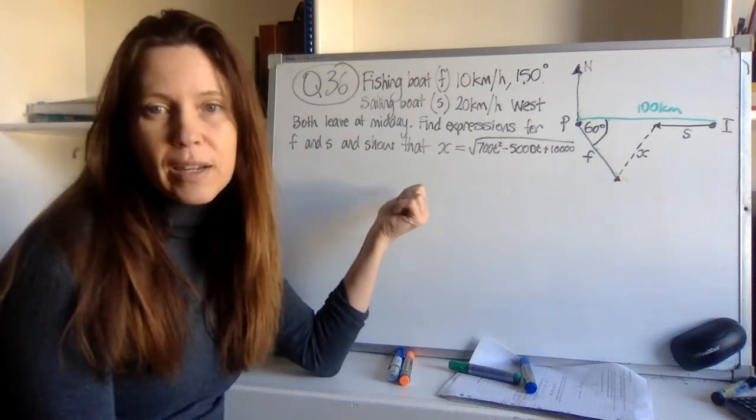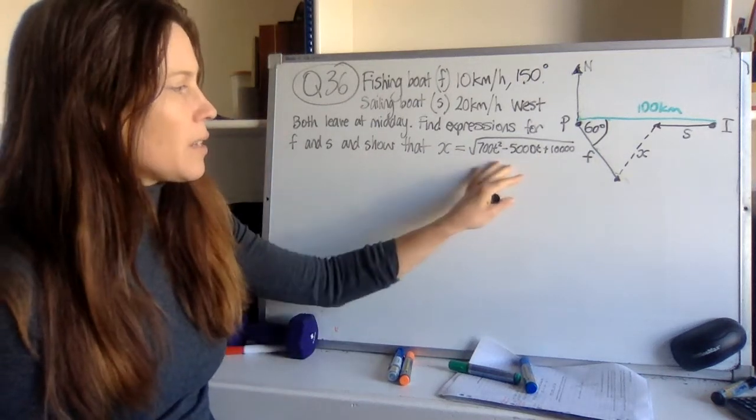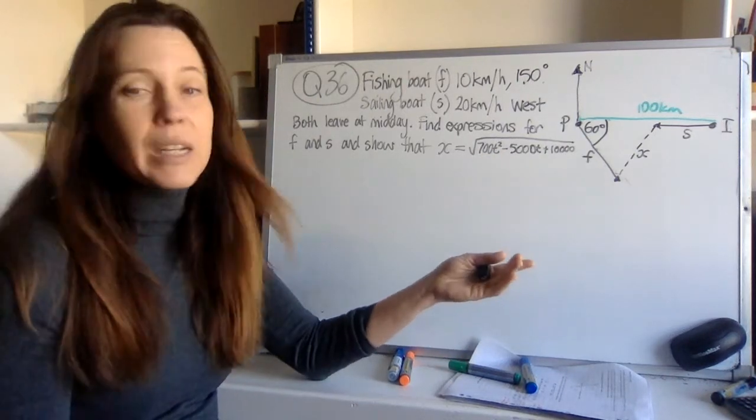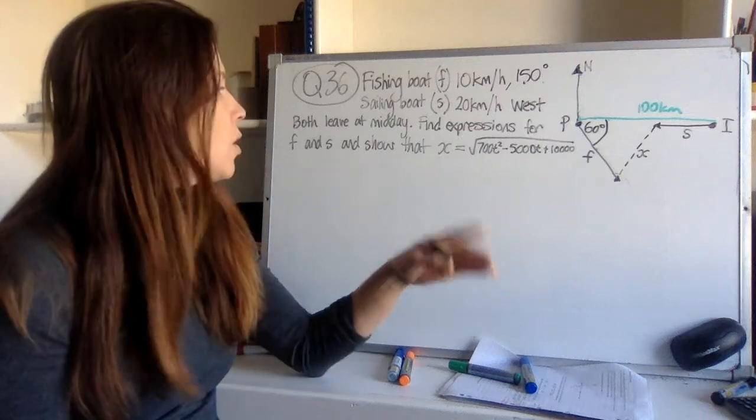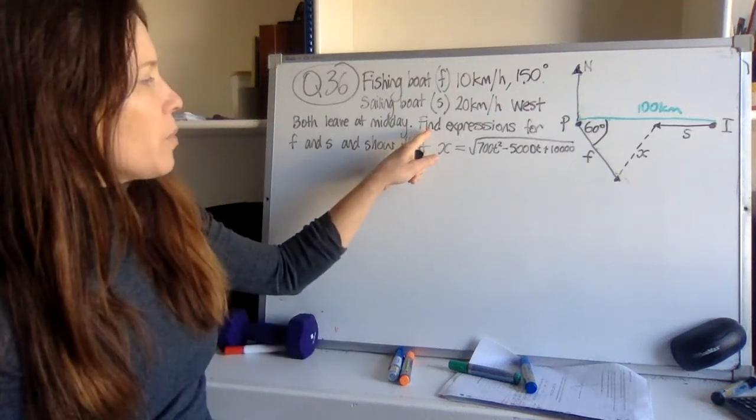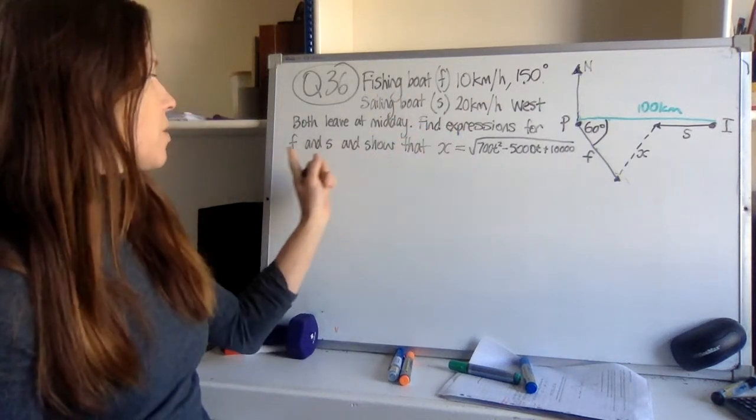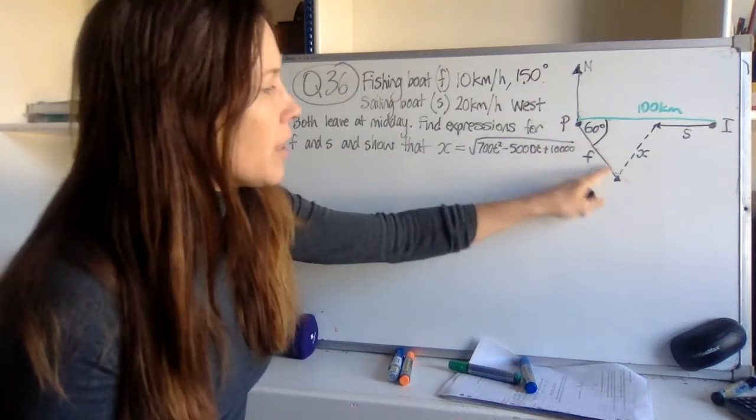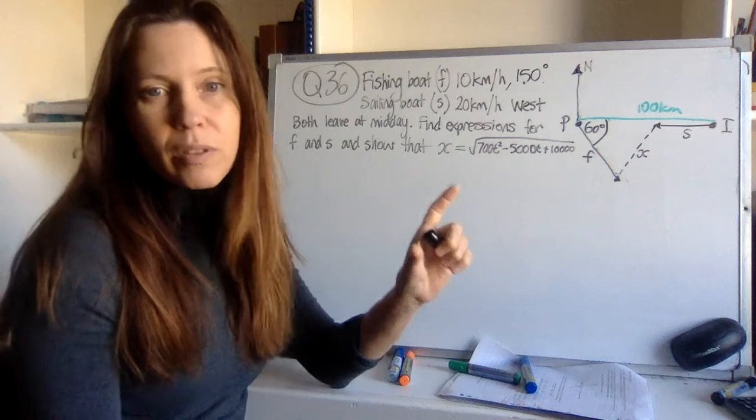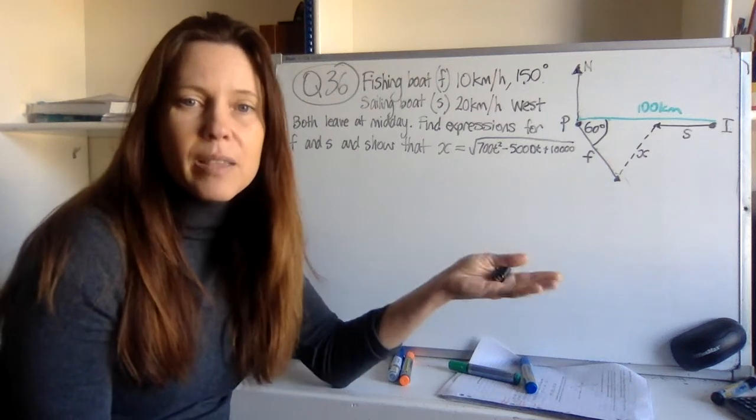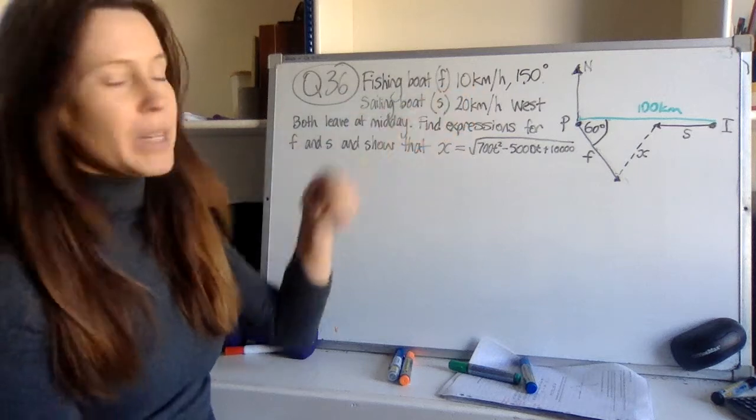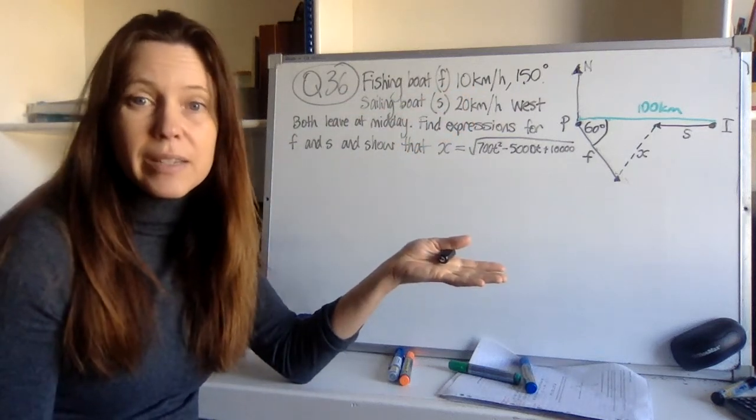Now, it's a show that question. So the good thing about that is that we've got the end point or the answer, but for the marks, we need to show the steps to get there. We've got one clue, which is that we need to start by finding expressions for F and S. So it makes sense to do that first. Now, on the diagram, F and S are just labelled as distances, but we need them in terms of t.